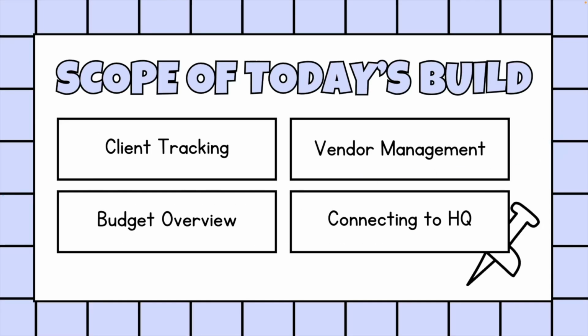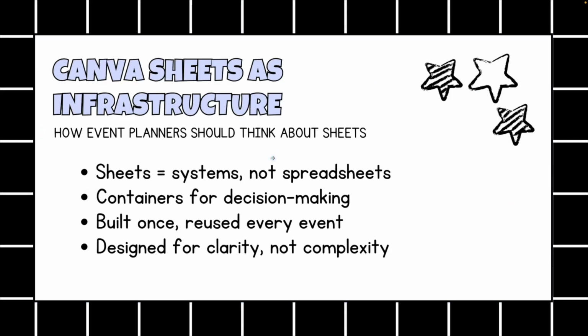So the scope of today's build, right? What are the different sheets that we're going to be building? We're going to be constructing a client tracking system, a vendor management hub, a budget overview, and how this is overall going to be connecting to the HQ folder, right? And the folders we created last week, or last video, I should say. So as a reminder, right, sheets equals systems. Sheets aren't just limited to spreadsheets. They could mean documents as well. But think of these as your systems, your highways, if you will, right?